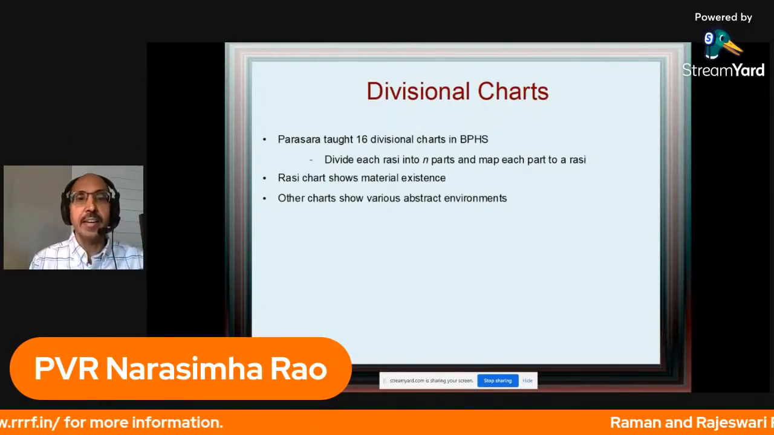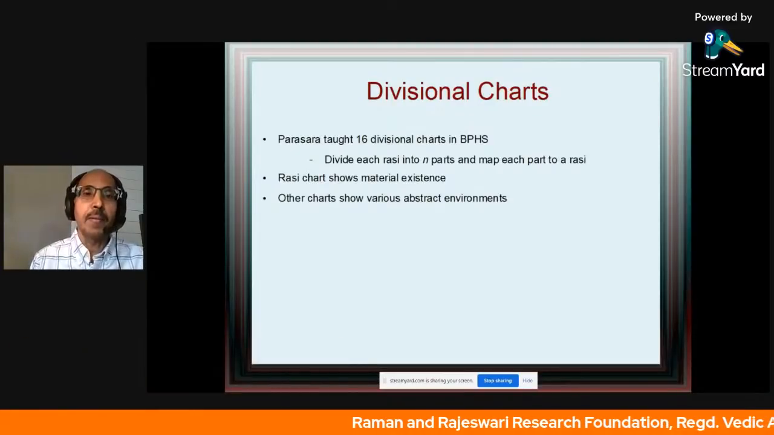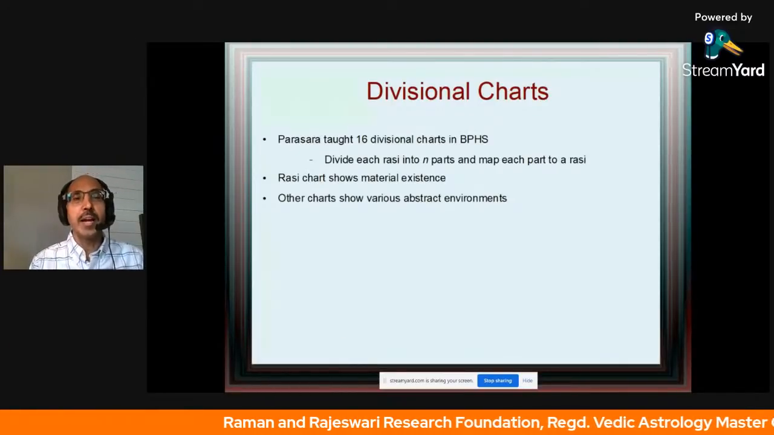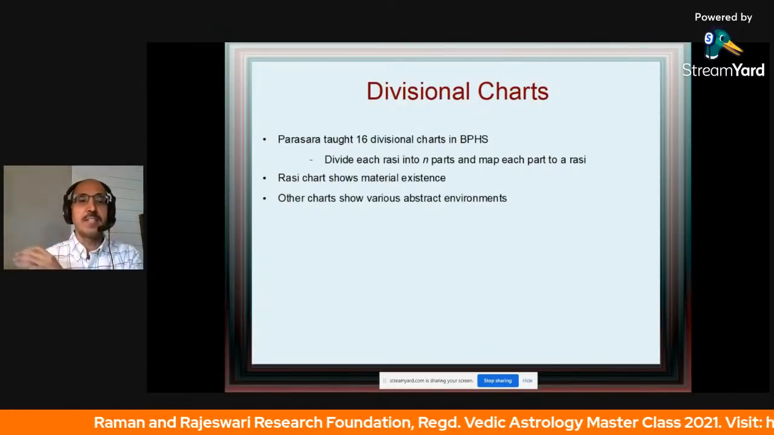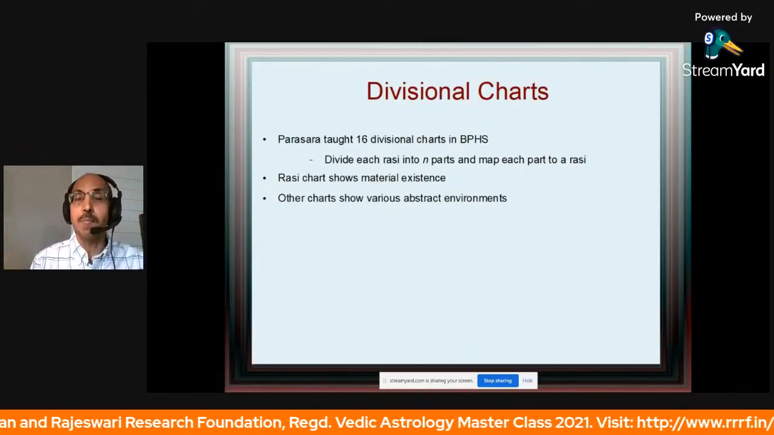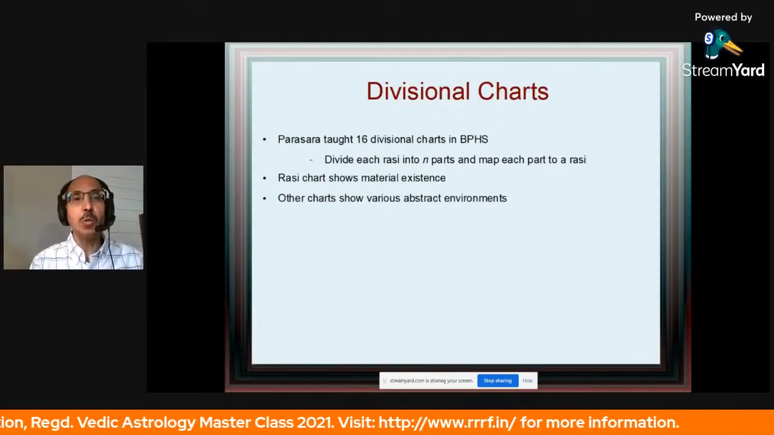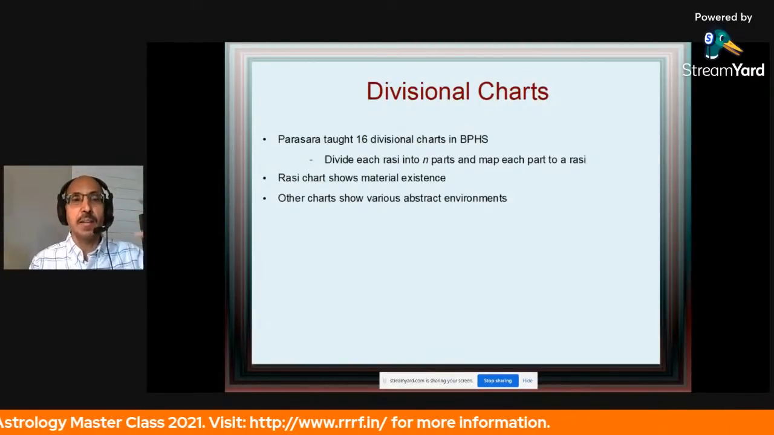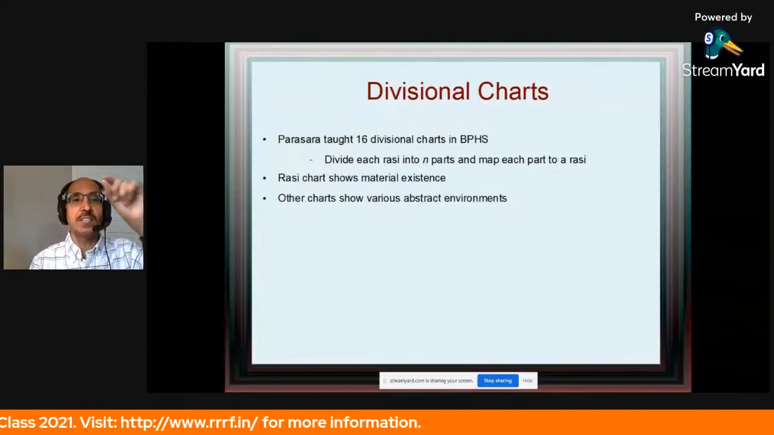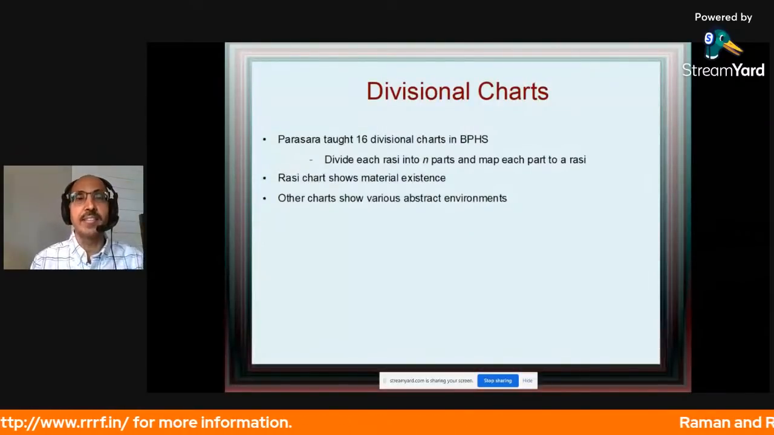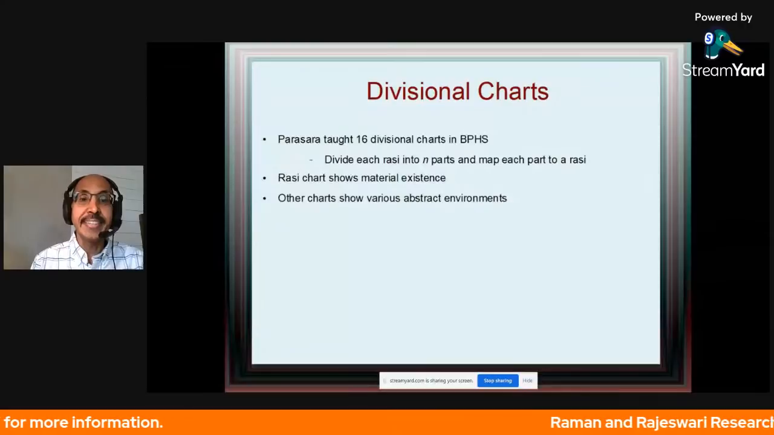And then you construct a chart based on the Rashi that a planet is mapped to, and you get the Rashi and other divisional charts. And people are familiar with Navamsha. Navamsha is basically dividing the Rashi into 9 parts and mapping those 9 parts to other signs. For example, the 9 parts of Aries going to Aries, Taurus, Gemini, etc. up to Sagittarius. Like that, there are 16 different charts that Parashara mentioned.